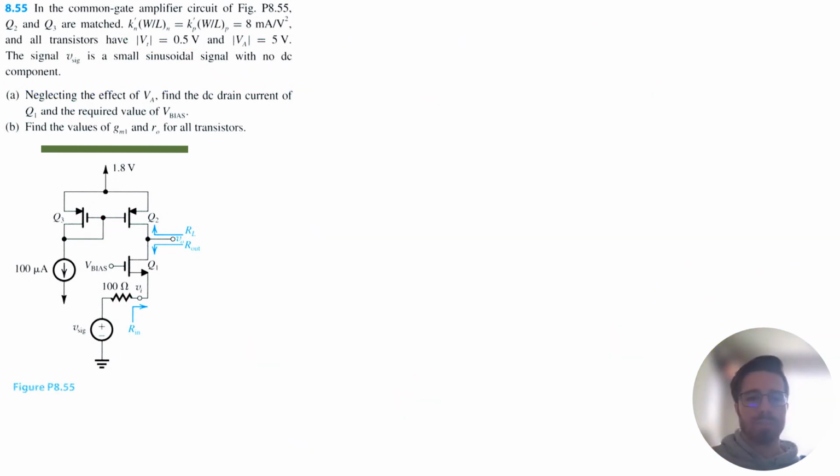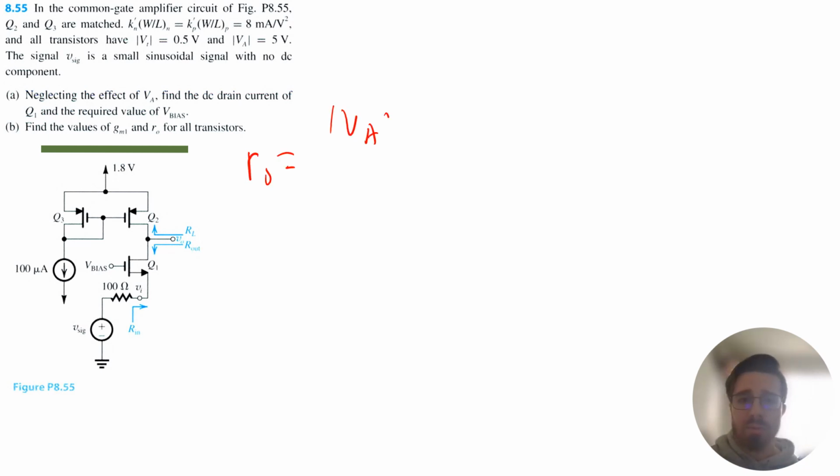Okay, so part B asks for us to find the values of the transconductance and the output resistance for all the transistors. Thankfully, because we know that Q3 and Q2 are matched, all transistors have the same K times W over L, the same threshold voltage and early voltage, so the transconductance and output resistance should be the same for all of them. We can also just mathematically prove this by solving for it.